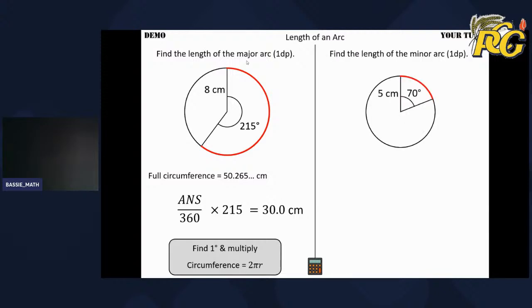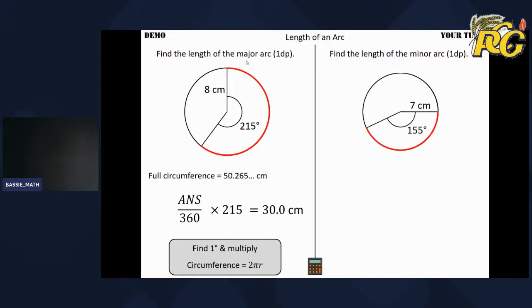This is one that you can pause the video and try. Okay, we should be back now. So we have what, 5 centimeters and 70 degrees as the angle subtended by the arc. So we go by finding the circumference. After finding the circumference, you multiply that by the fraction formed by the angle and the whole 360 term. Right? And you end up with 6.1 centimeters there.